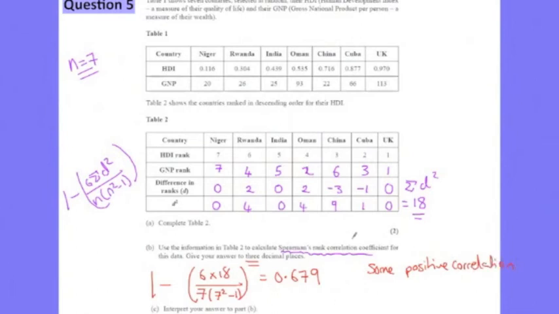What does this mean in the context of the question? Well, our 2 values that we're looking at here are HDI and GNP. So if there's some positive correlation, the higher the HDI means the higher the GNP.